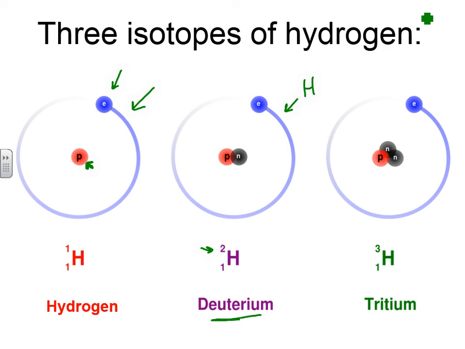And what happens here, it's hydrogen because it still has 1 proton, 1 electron. However, it has a neutron in the nucleus. So now it's an isotope. It's still hydrogen, but it's an isotope. And here we have the dangerous isotope tritium.